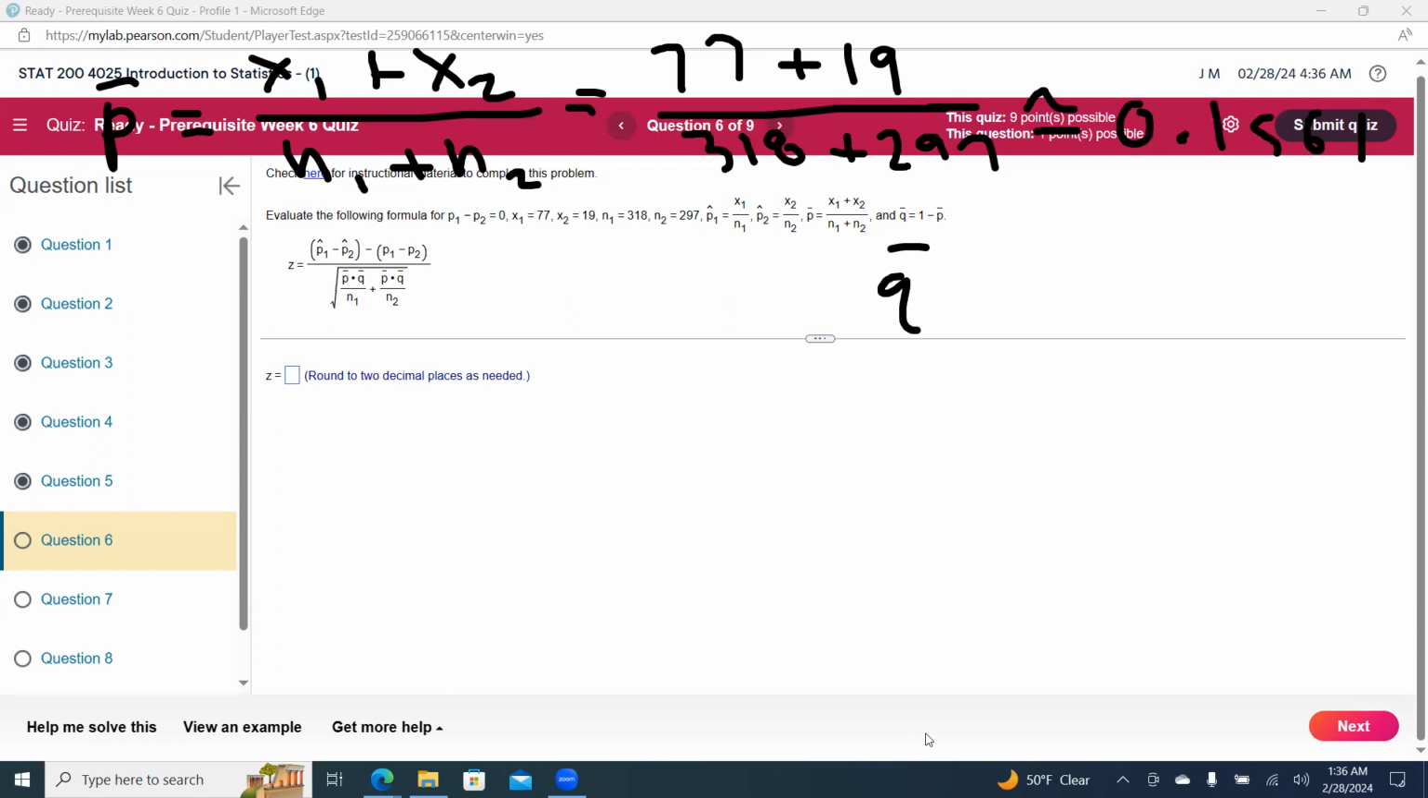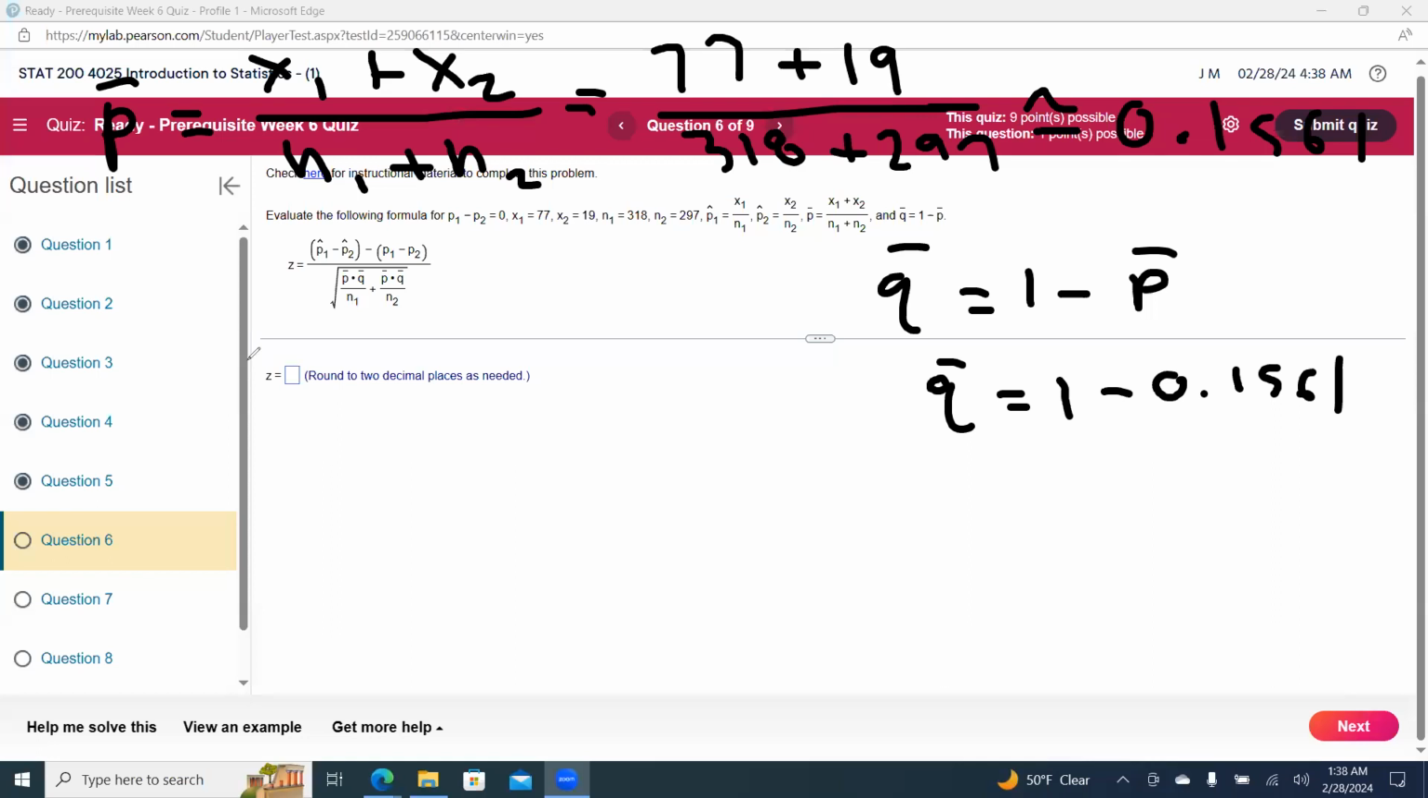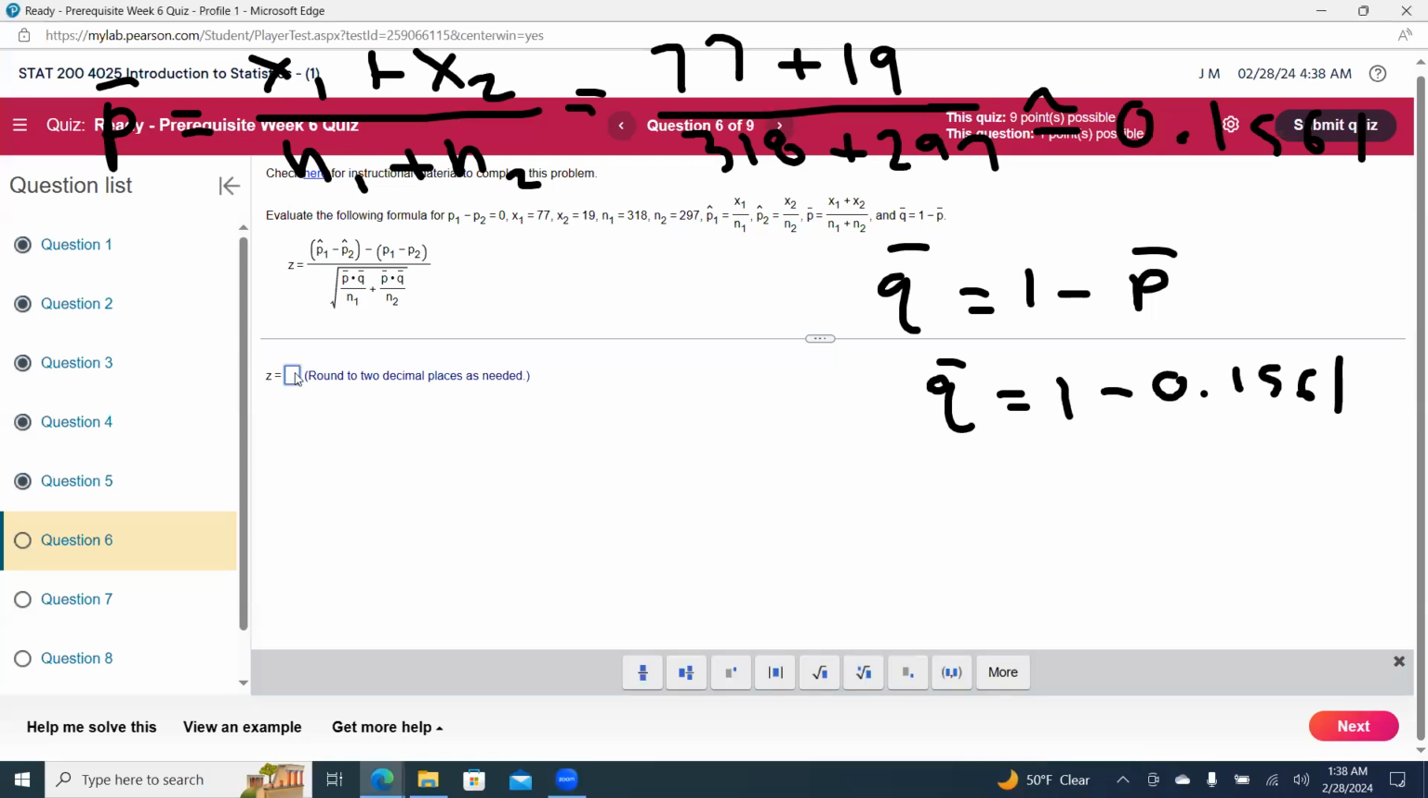So q bar is just 1 minus p bar always. Q bar equals 1 minus 0.1561. That's all that is. Okay, so everything there should be pretty self-explanatory. I think we just plug all of it in. P1 minus P2 is always 0. That's the null. Okay, so let's see if we can plug all that in the calculator. That equation, I literally get 6.08.